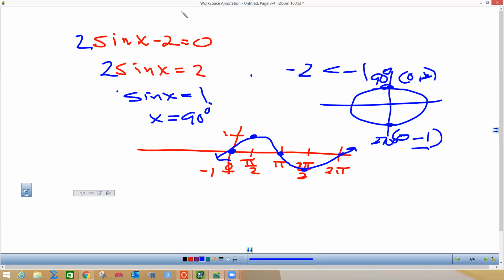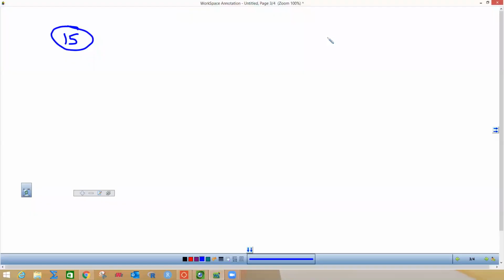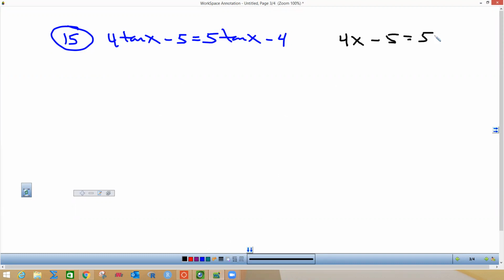Okay. All right. Anybody else got one they want me to do? So number 15 on the sheet says 4 tangent x minus 5 equals 5 tangent x minus 4. Now I'm going to rewrite this for algebra. What if it would have said 4x minus 5 equals 5x minus 4? Tell me, what would you do?